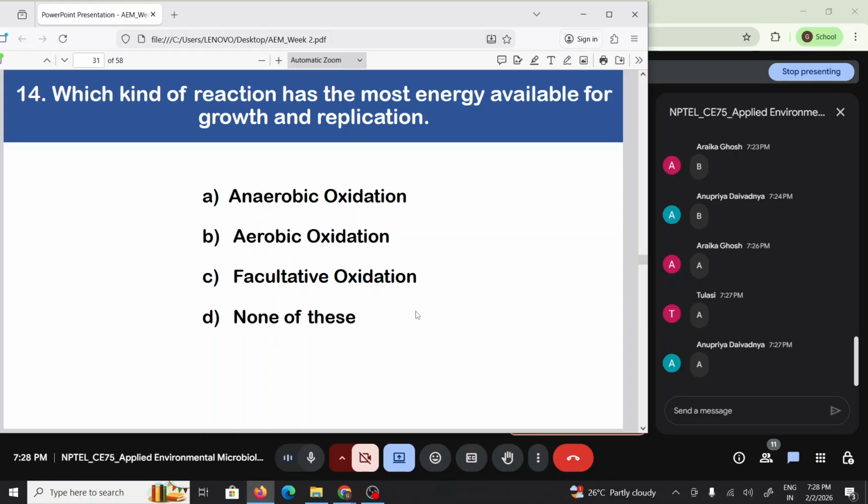Okay. The next question is, which kind of reaction has the most energy available for growth and replication?